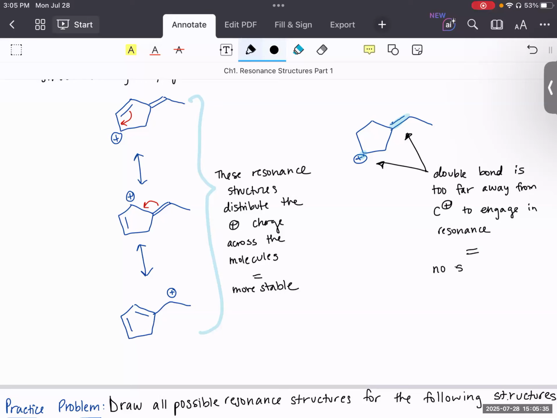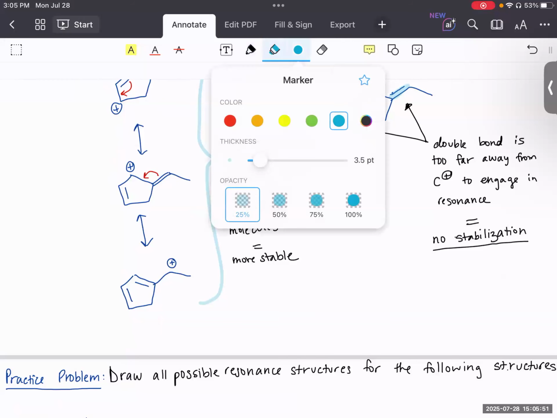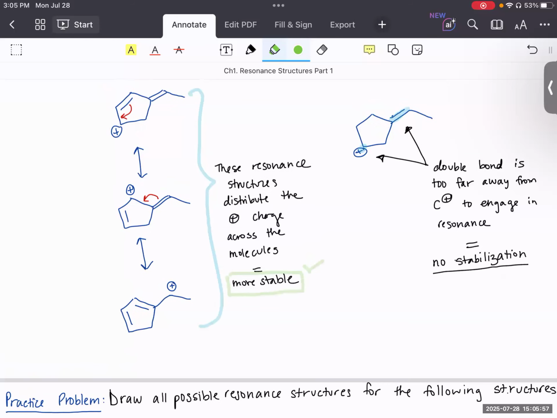And so that charge ends up being a lot more reactive, or not the charge itself, but the location on the carbon ends up being much more reactive because there is no stabilization. And so to answer our question, we see that the resonance stabilized positive charge is more stable. And so altogether, the structure on the left is going to be more stable.